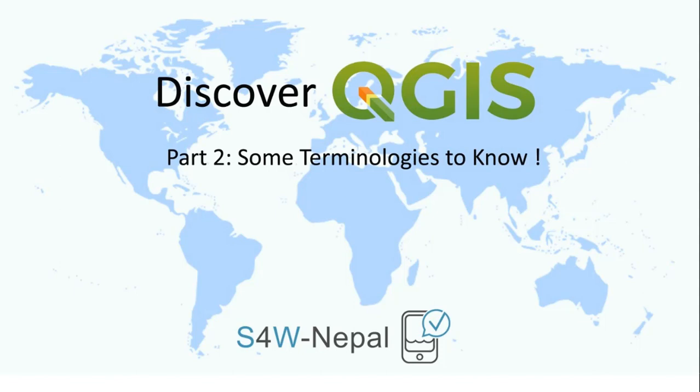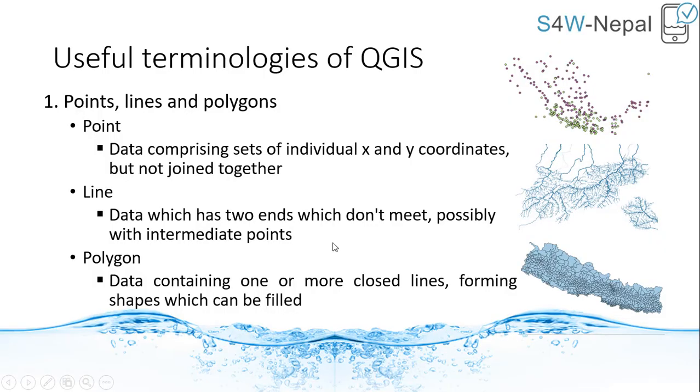In this video, we will be dealing with some of the basic terminologies which we may come across while using QGIS. Let's begin with the most commonly used terminologies of QGIS, that are points, lines and polygon.